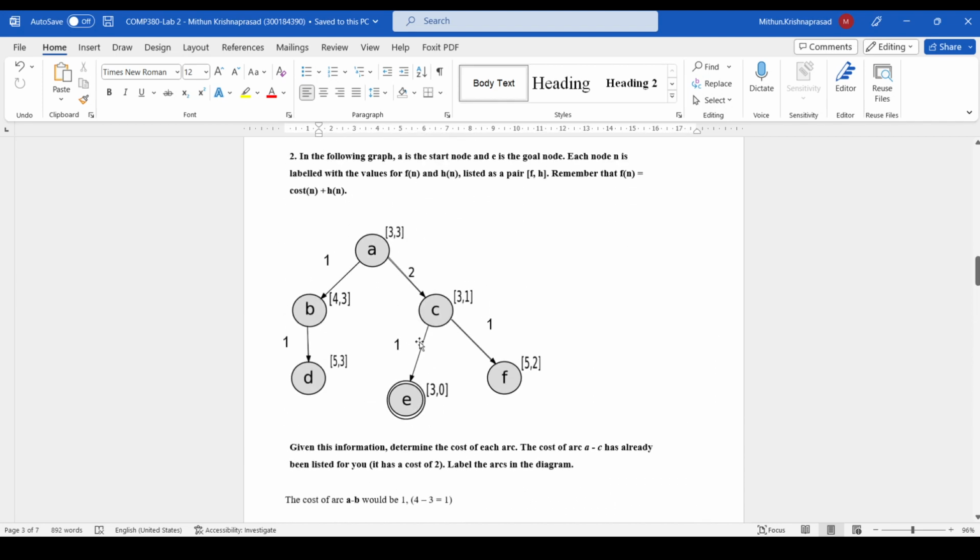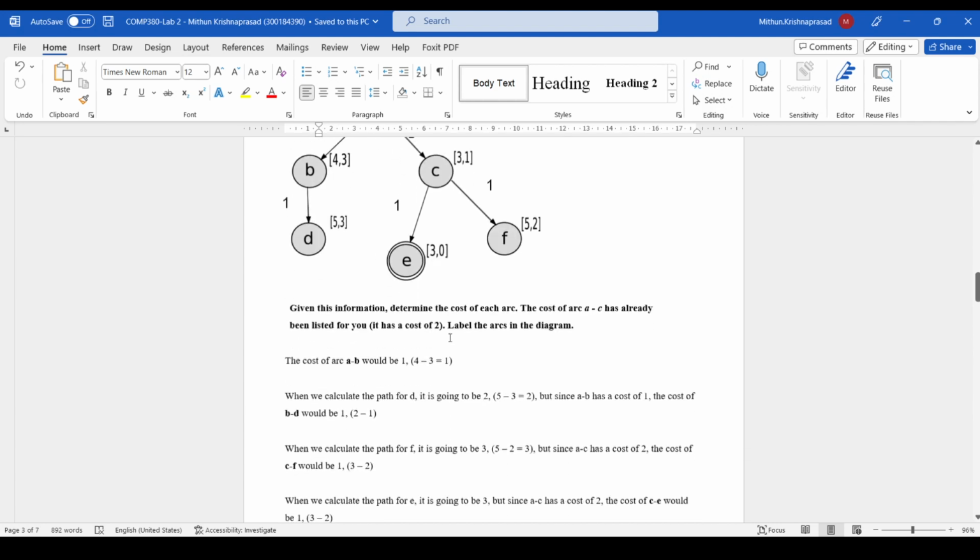We also have to calculate the cost of arc CE. It's essentially the same idea again. Here, 3 minus 0, because we've already arrived at the goal node. So that would be 3, but we do have to take into account the cost of arc AC, which is 2. So that would be 3 minus 2, and that's how I got 1.